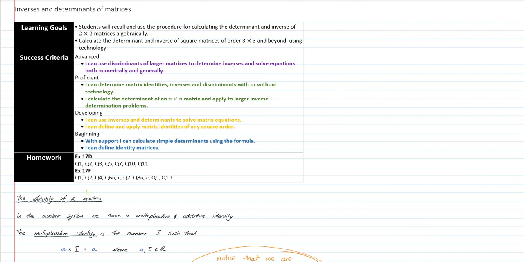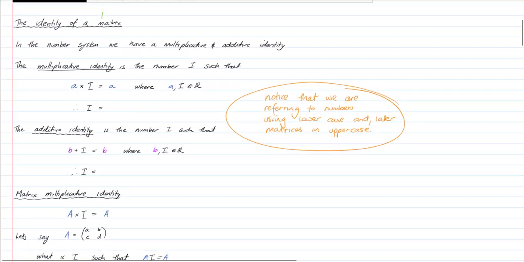Hi and welcome to Unit 2, Topic 3, Video 7. In this unit, this topic, and this video in particular, we're going to be talking about the identity of a matrix, leading into videos on the determinant and how we can use the identity and determinant in different contexts. So let's start with some information about what an identity is.